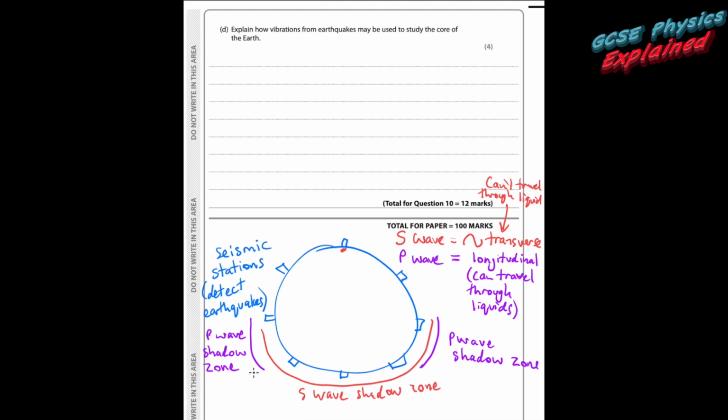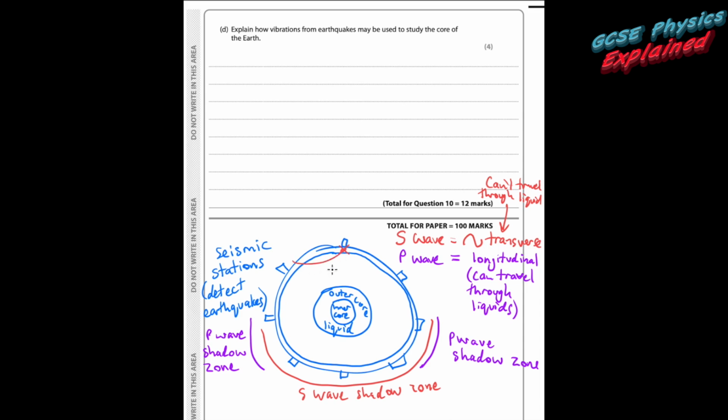Now, because of that, what we've discovered about the Earth, I mean, we know there's a crust that you walk on, but we've also discovered that inside the Earth is a core, and the core is actually made from an outer core and an inner core. And the outer core is actually liquid. So when the S waves travel down into the Earth, imagine that was where the epicenter of the earthquake is, which means that's where it originates.